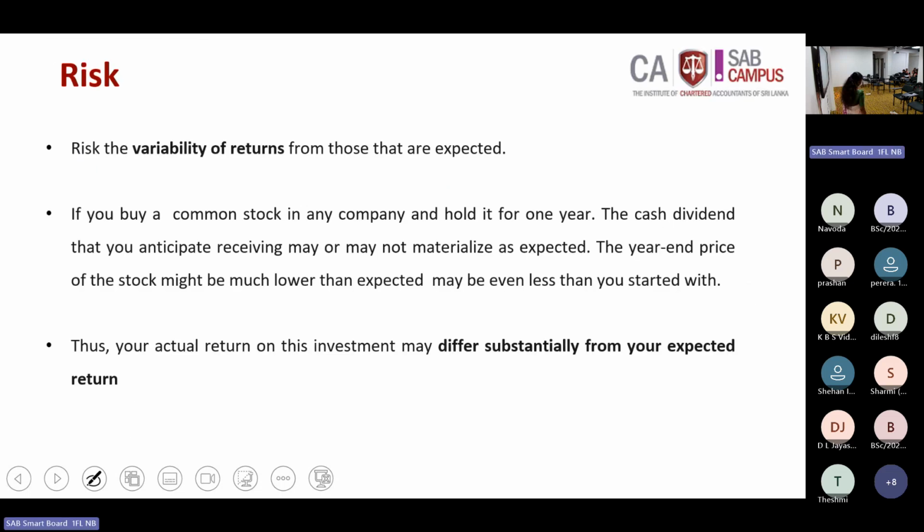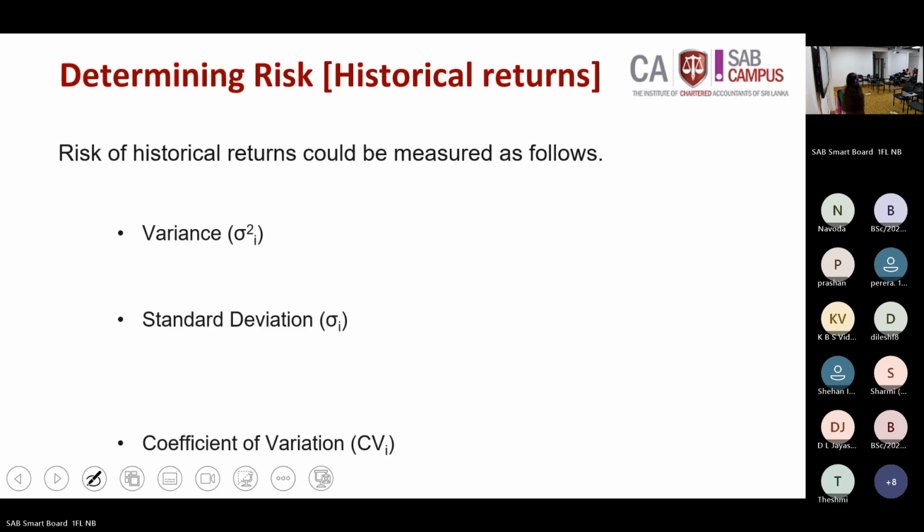Okay. So you have been given the details here: the variation of return, or volatility of return, is the cause for the calculation of risk. That means your actual return as an investor may be substantially different from your expected return. That means, as a rational investor, you are not getting what you are expecting.